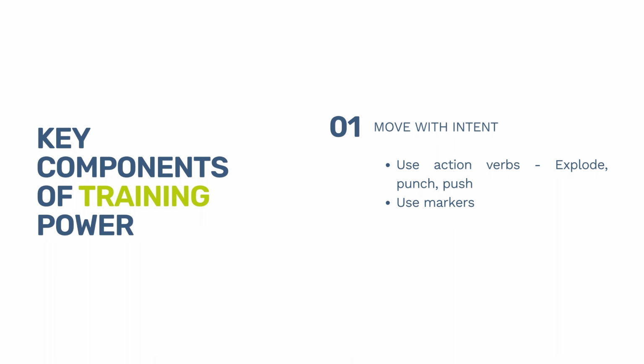Generally, the way that we can do this, if you're coaching it, is using language. So using action verbs like explode, punch, push. That might be things like push the ground away, punch the ceiling if we're doing our dumbbell press. Also using things like markers. So there's an external cue.